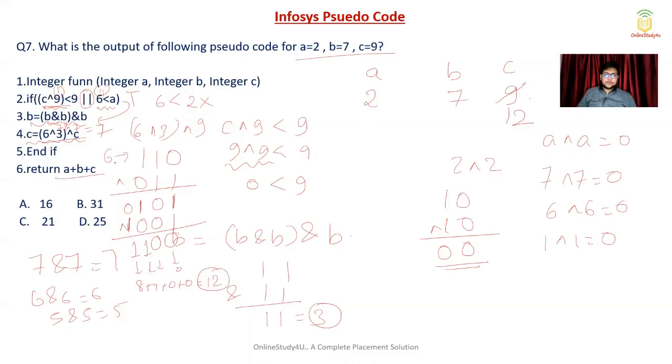And now I have to print the value of A plus B plus C. So that is 7 plus 2 is 9, and 9 plus 12 is 21. So C is my correct option. Let's move on to the next question.